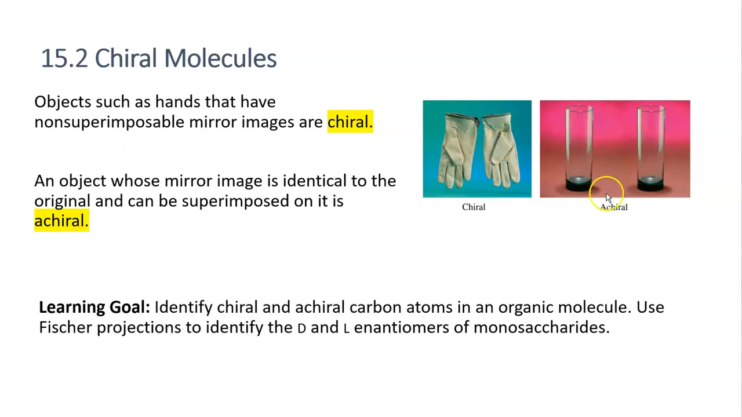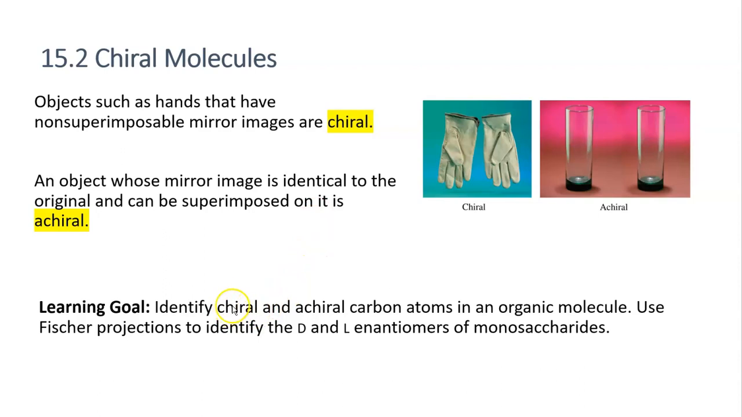On the other hand, if an object's mirror images are aligning well with each other, or superimposable with each other, we call them achiral objects.